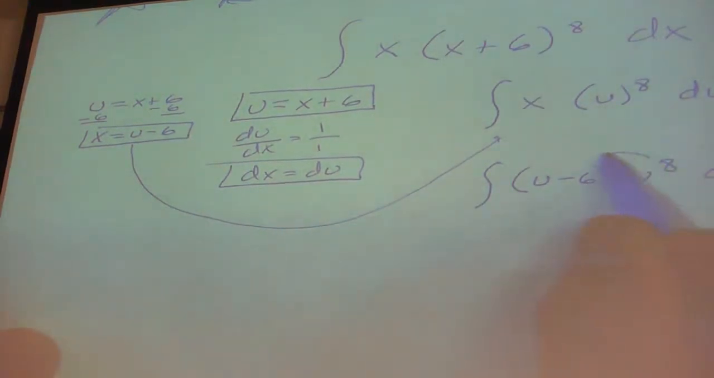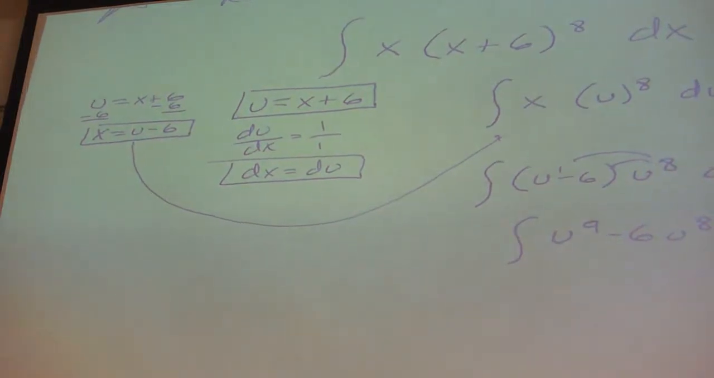Can I distribute this? And what would I end up getting? u to the 9 minus 6u to the 8 du. Can I take the integral? Yes. Okay? So it's still possible. It's still possible. You just have that extra step.